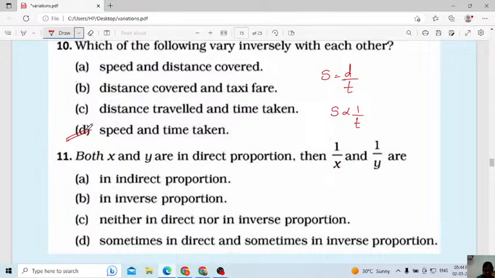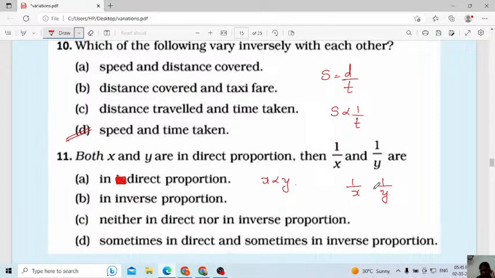Okay, answer the next one. One option is wrong. I will make this one as direct. This is not there. Indirect and inverse are both the same, no? That's why I am cancelling indirect. Tell me. They are asking: if x and y are directly proportional to each other, is 1 by x directly proportional to 1 by y, or inversely proportional, or neither direct nor indirect?